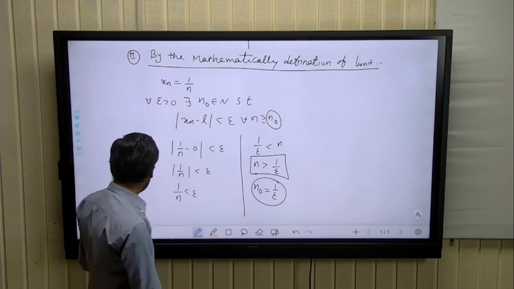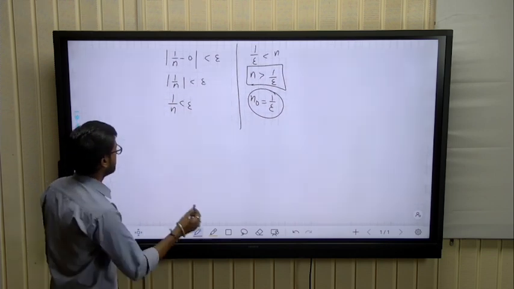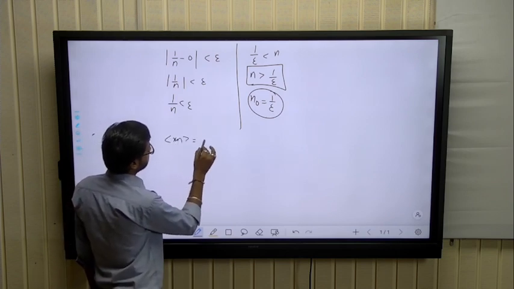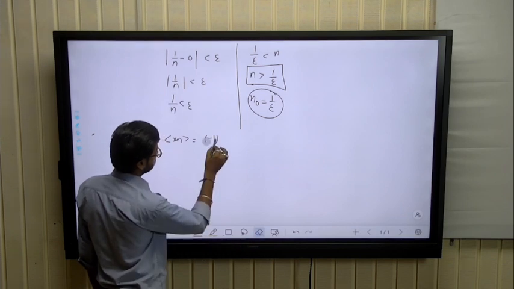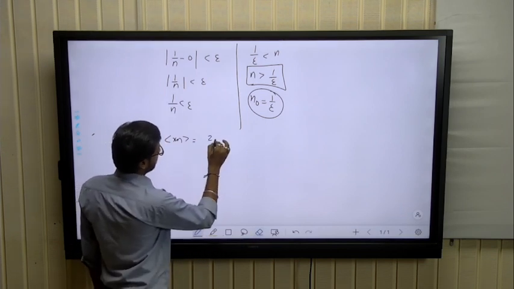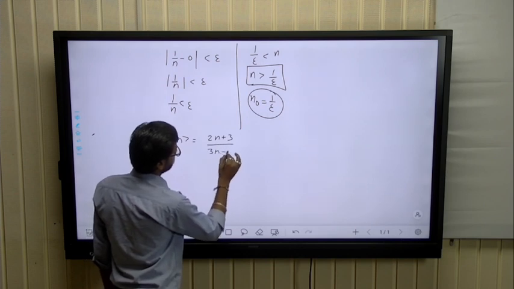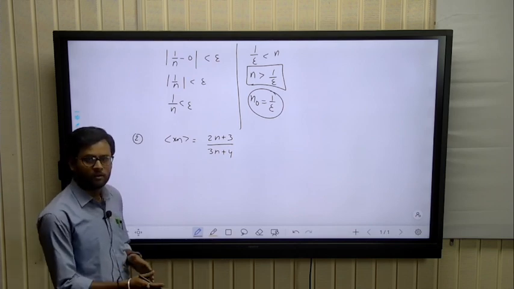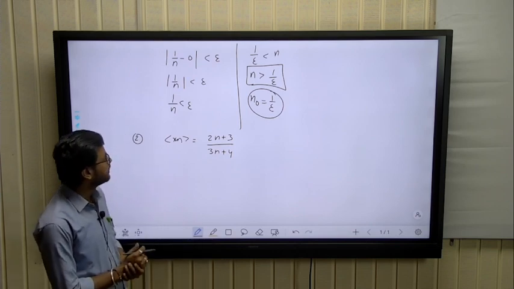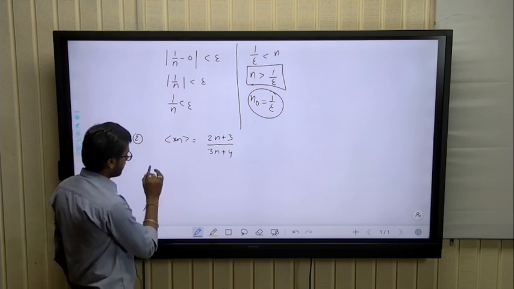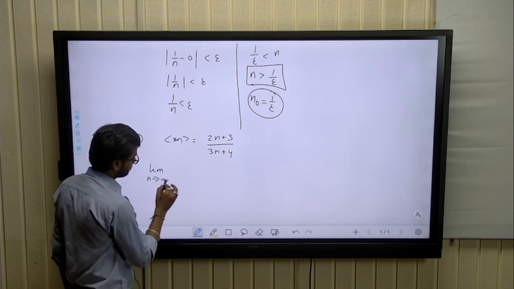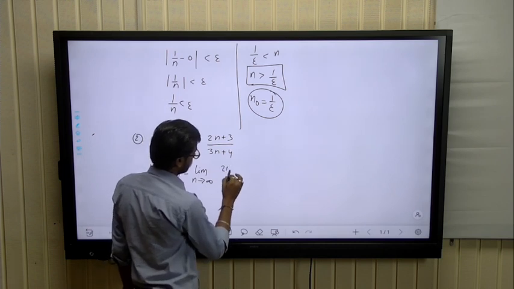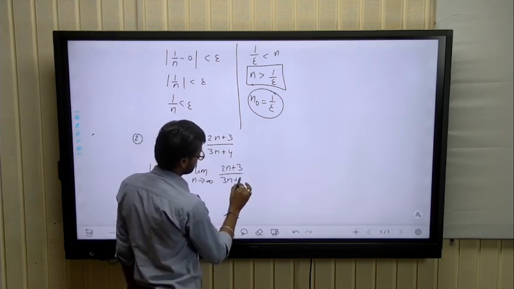Okay. Now we take another example, the last example. Suppose that xn is equal to minus 1 to the power like this, (2n plus 3) upon (3n plus 4). Okay. Now we find the limit of this sequence. So we go for the normal method, basically the high school method, and take the limit as n tends to infinity on both sides.